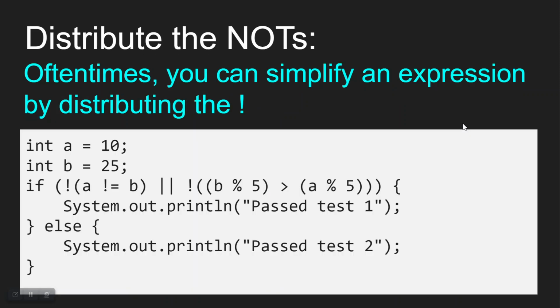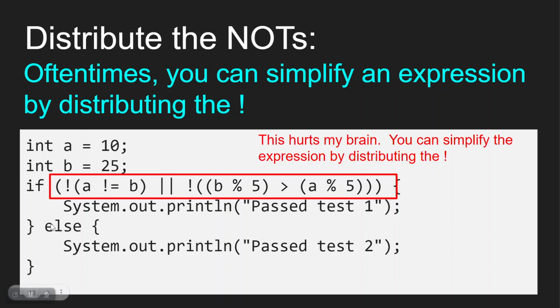And oftentimes we can actually simplify an expression by distributing the nots. So again, we're looking at this one here, and I see not (A is not equal to B). This is kind of confusing, right? And then we do have another not over here. This is not, and then there's an extra set of parentheses, so it's not this is greater than this. So let's see what we can do here. This kind of hurts my brain. So you can simplify the expression by distributing the nots and then seeing what that simplified form is.